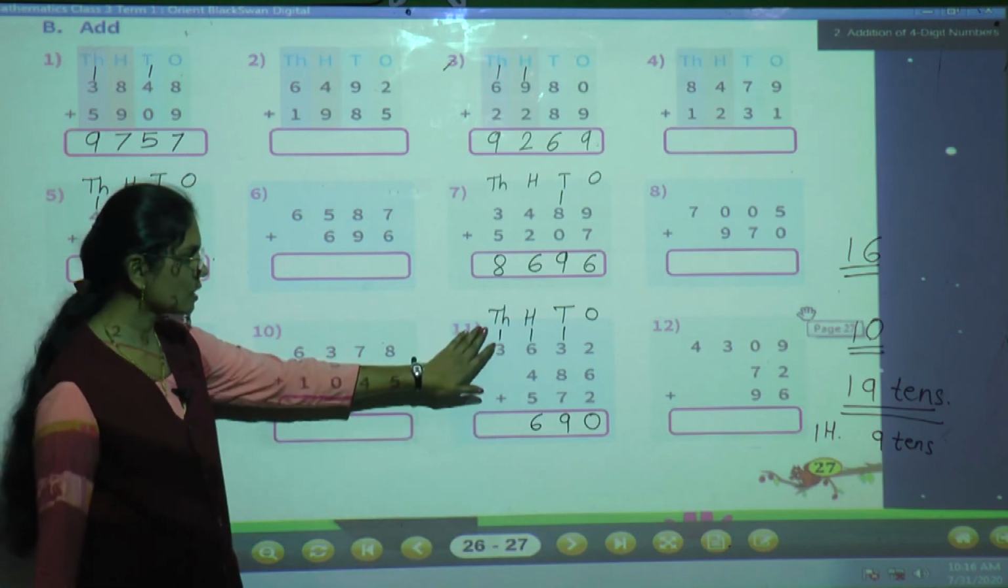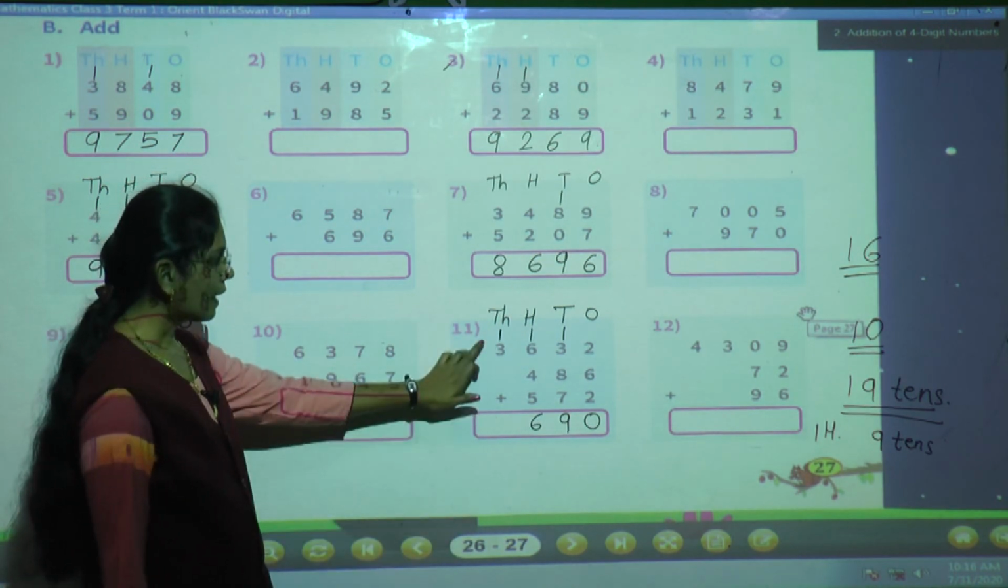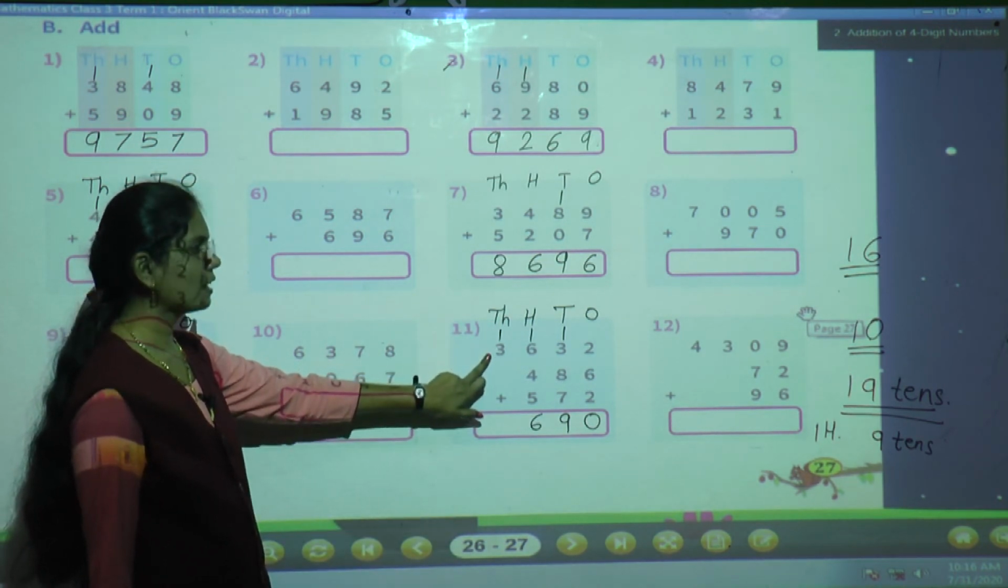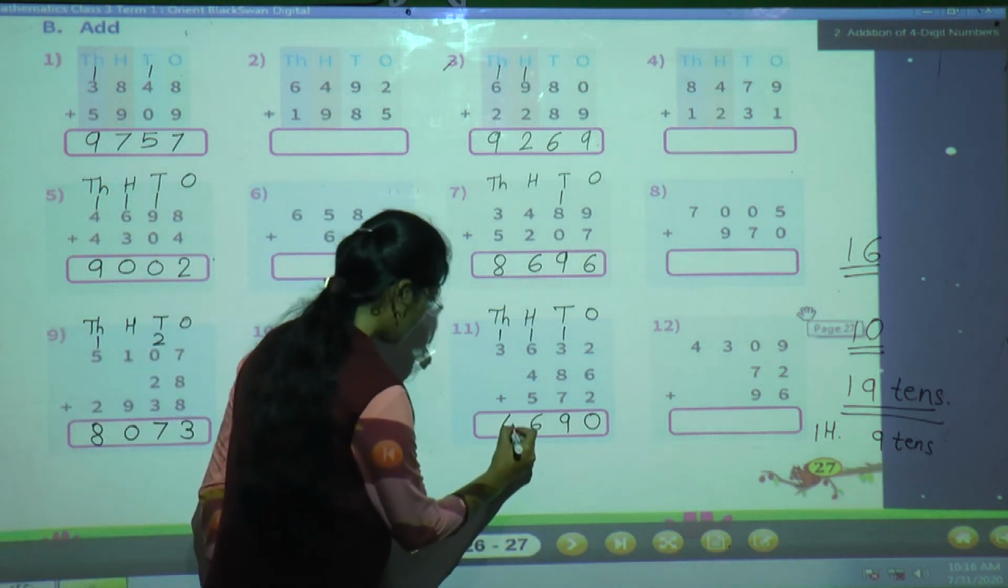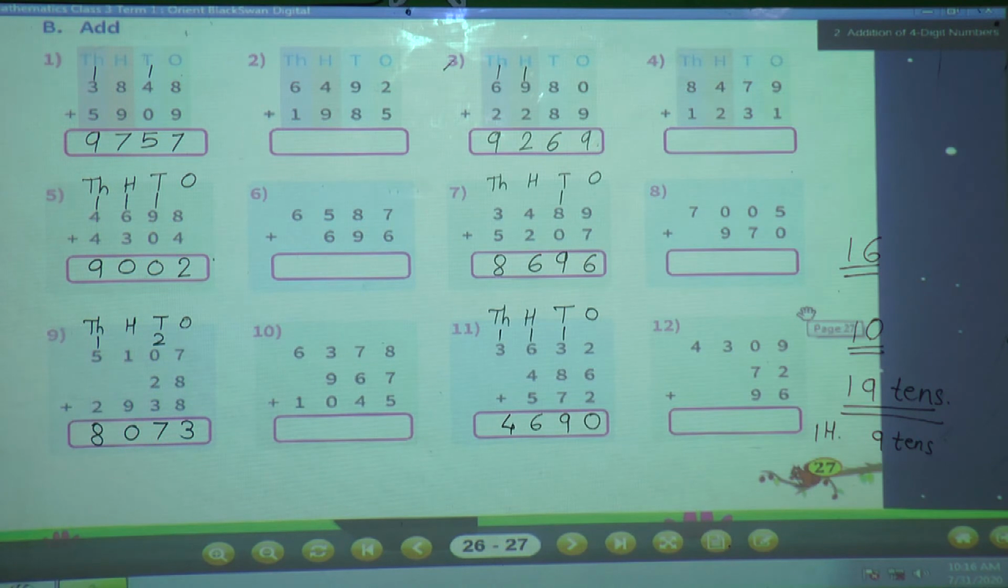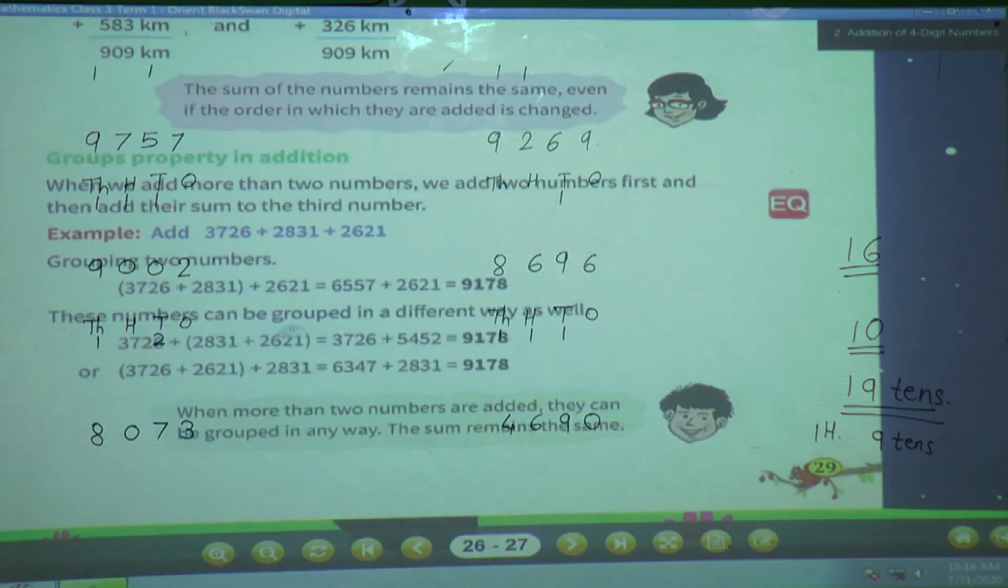carry. Now see the thousands place digit. At thousands place, here 1 is there and here 3 is there. Do the addition. 1 plus 3, 4. Okay. Copy these sums in your textbook. Then we will move to the next sums. Okay. Now see the next page.